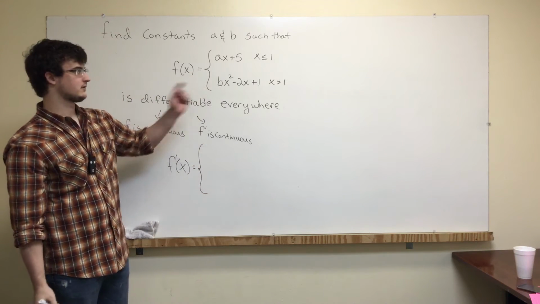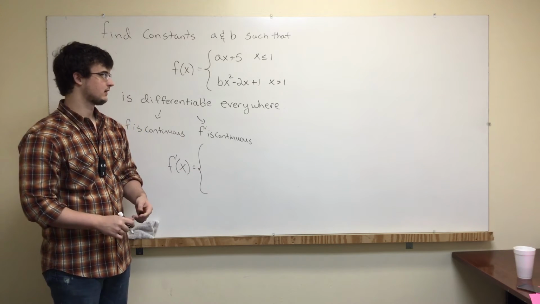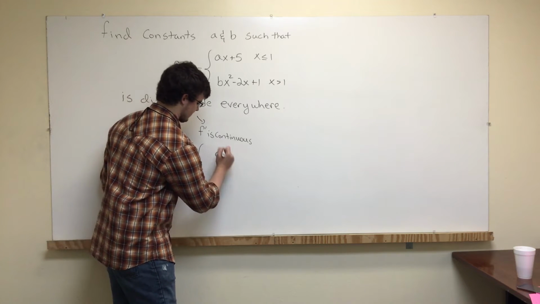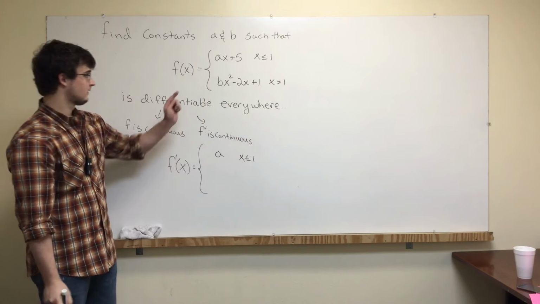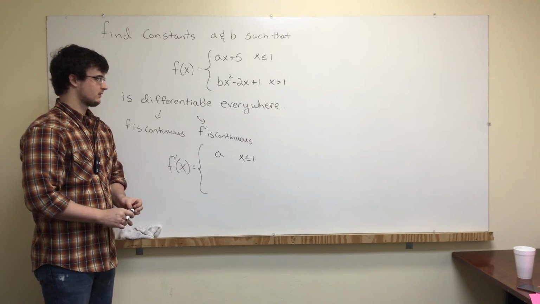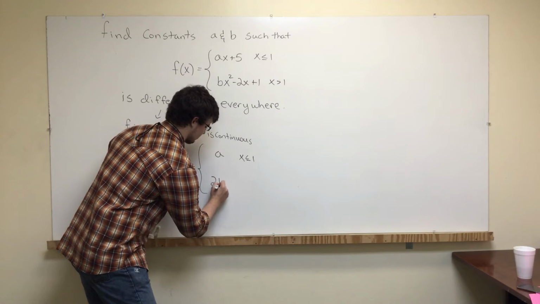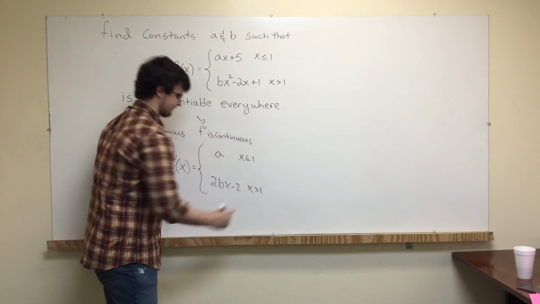Now, since it's a piecewise function, we just take the derivative of each piece separately. And so, the derivative of ax plus 5 is just a, and that's still going to be for when x is less than or equal to 1. And the derivative for bx squared minus 2x plus 1 is just going to be 2bx minus 2. And that's going to be when x is bigger than 1.